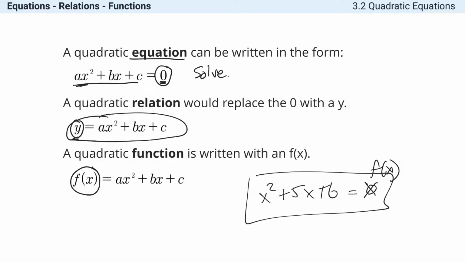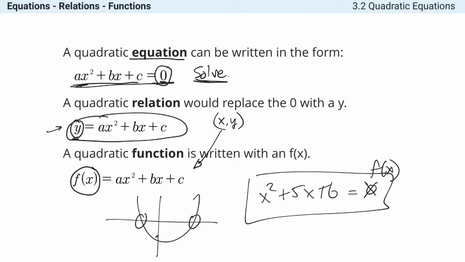With each of these, though, you do different things. Like this one here, you could say, solve that. For this quadratic relation, you could say, what are some x and y points of that particular relationship? For a function, you can again do the same kind of thing. What are some x and y points for it? But then you could also start talking graphically. I guess you can do that with relations too. Graphically, what does that function look like? Where does it cross the x-axis? Where does it cross the y-axis? What's the bottom point?